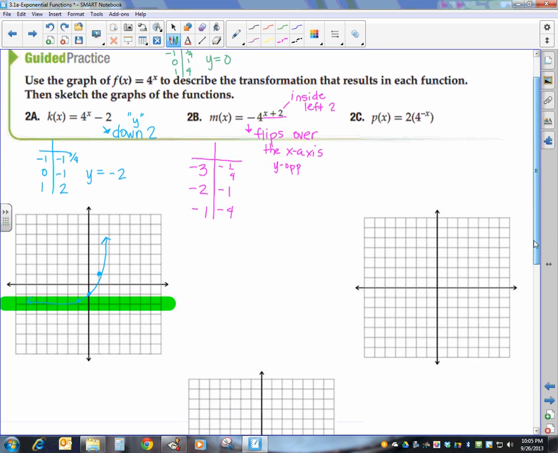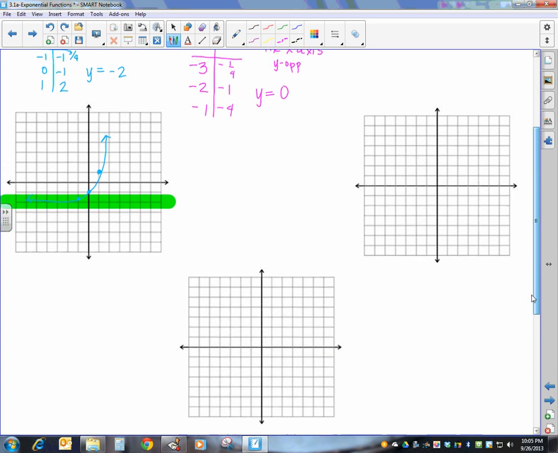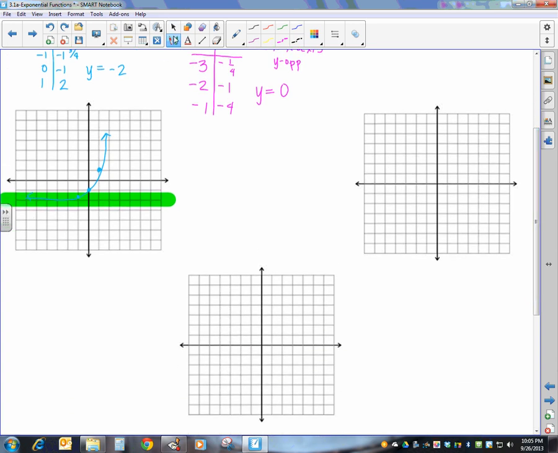And from there, let's talk about our asymptote. Y equals 0. Well, the opposite of 0 is 0. So hopefully you can see that that means our asymptote is not going to change. So put my asymptote, y equals 0. Okay, that was a really bad line. Good thing I have autocorrect. And I'm going to plot my points.